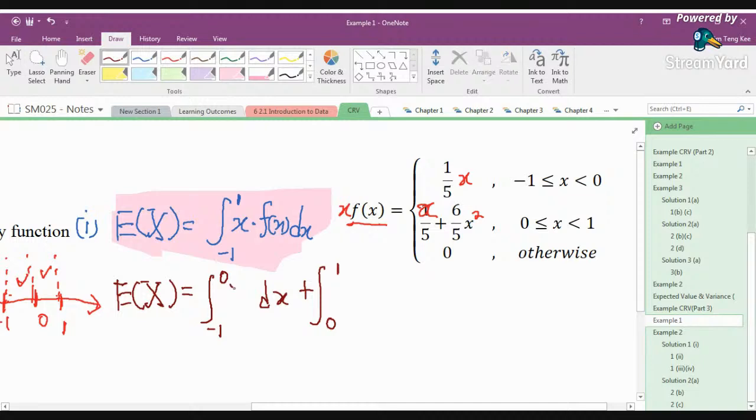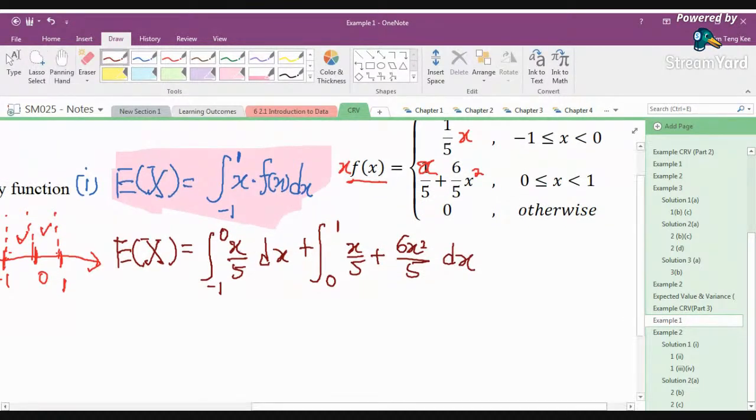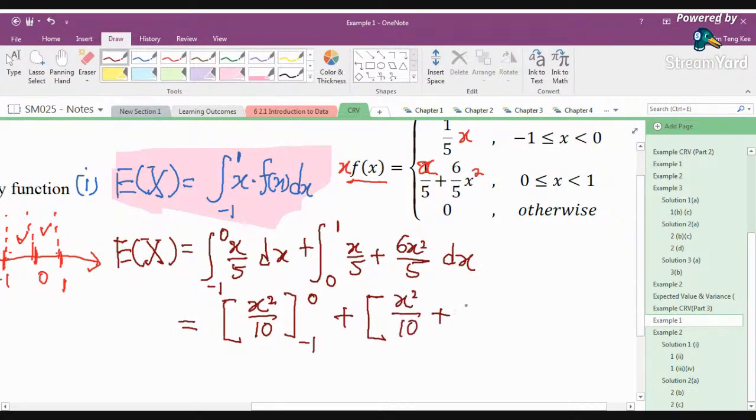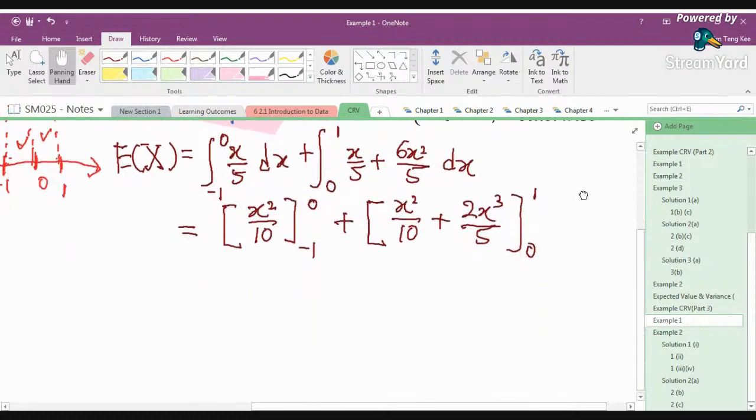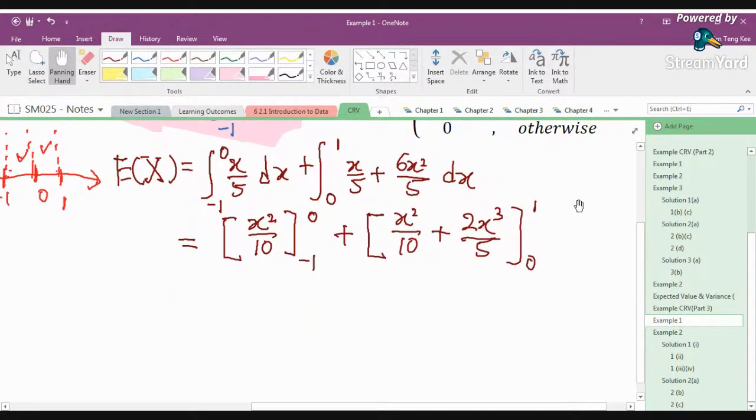So as a result, I have, let's just write it as, x over 5 plus 6x squared over 5 dx. So these are x multiplied by f(x). When I integrate, I will have x squared over 10 from -1 until 0. The other one, x squared over 10 plus 2x to the power of 3 over 5 from 0 to 1. So this is the initial result once I complete my integrations.